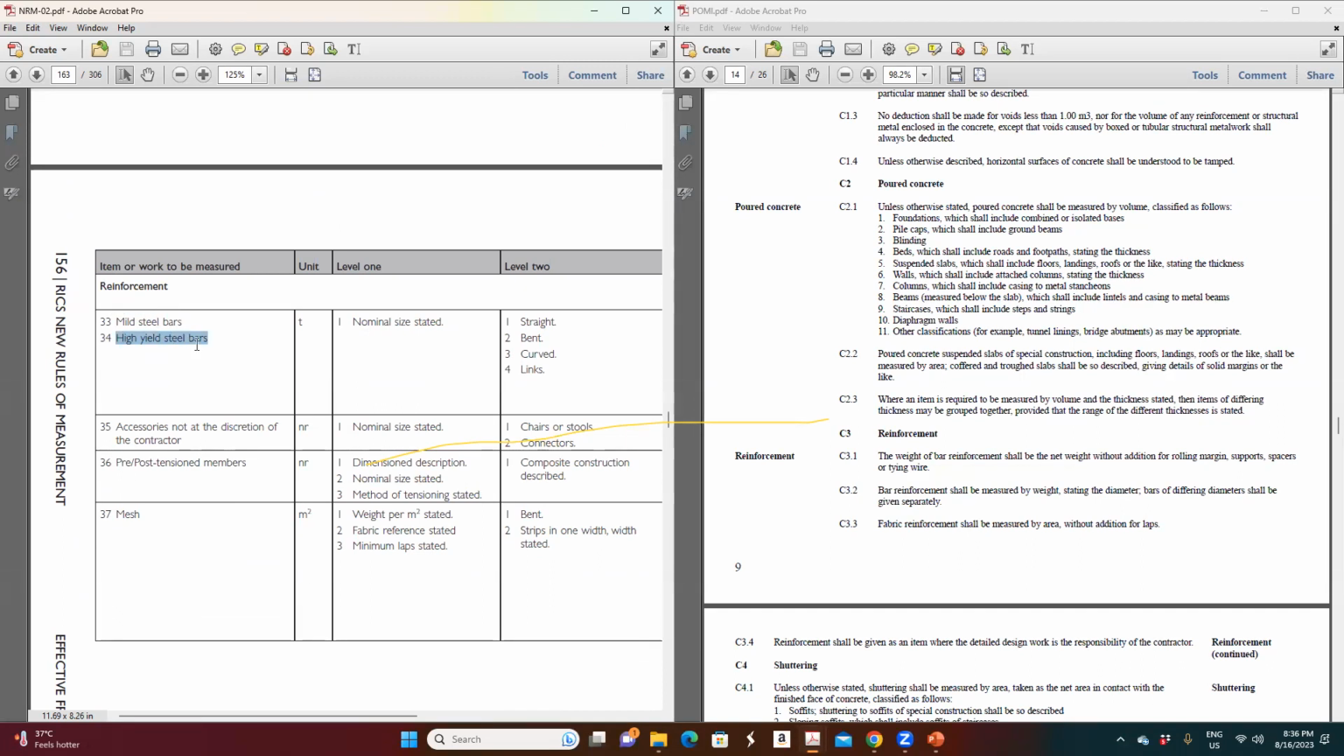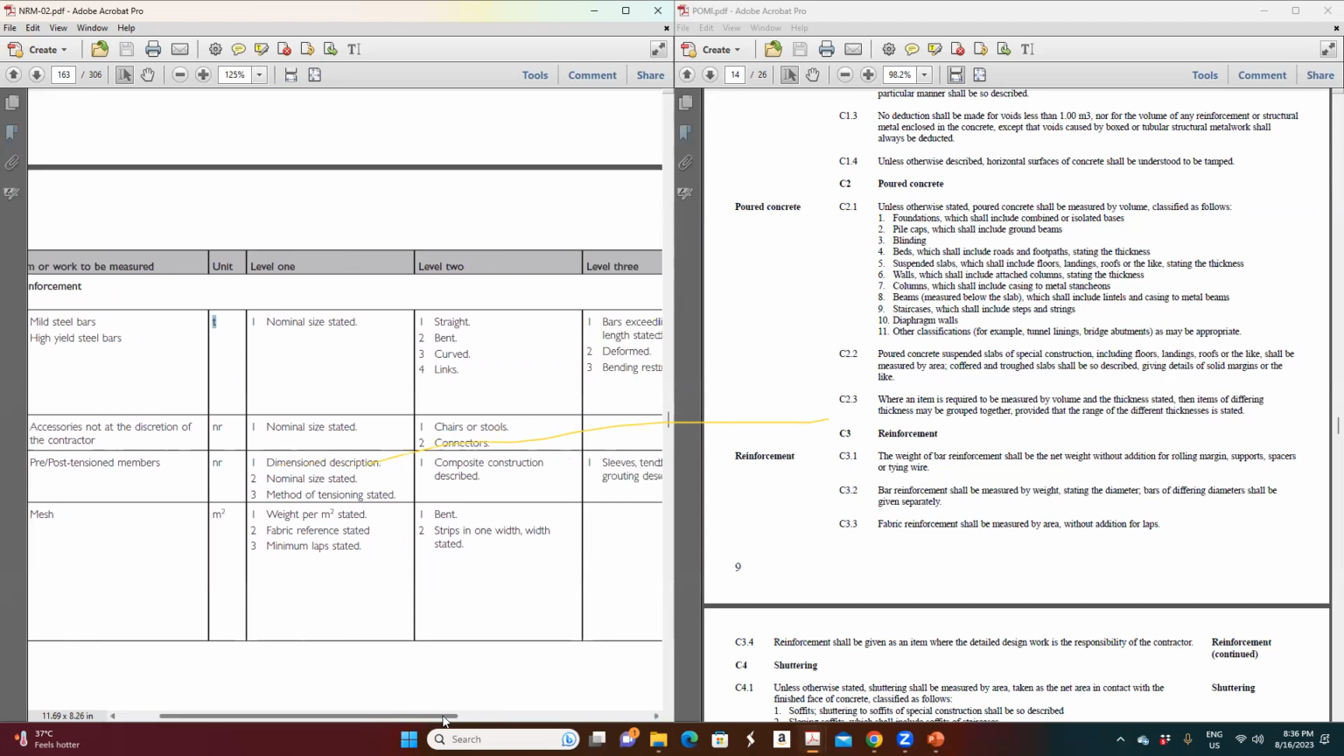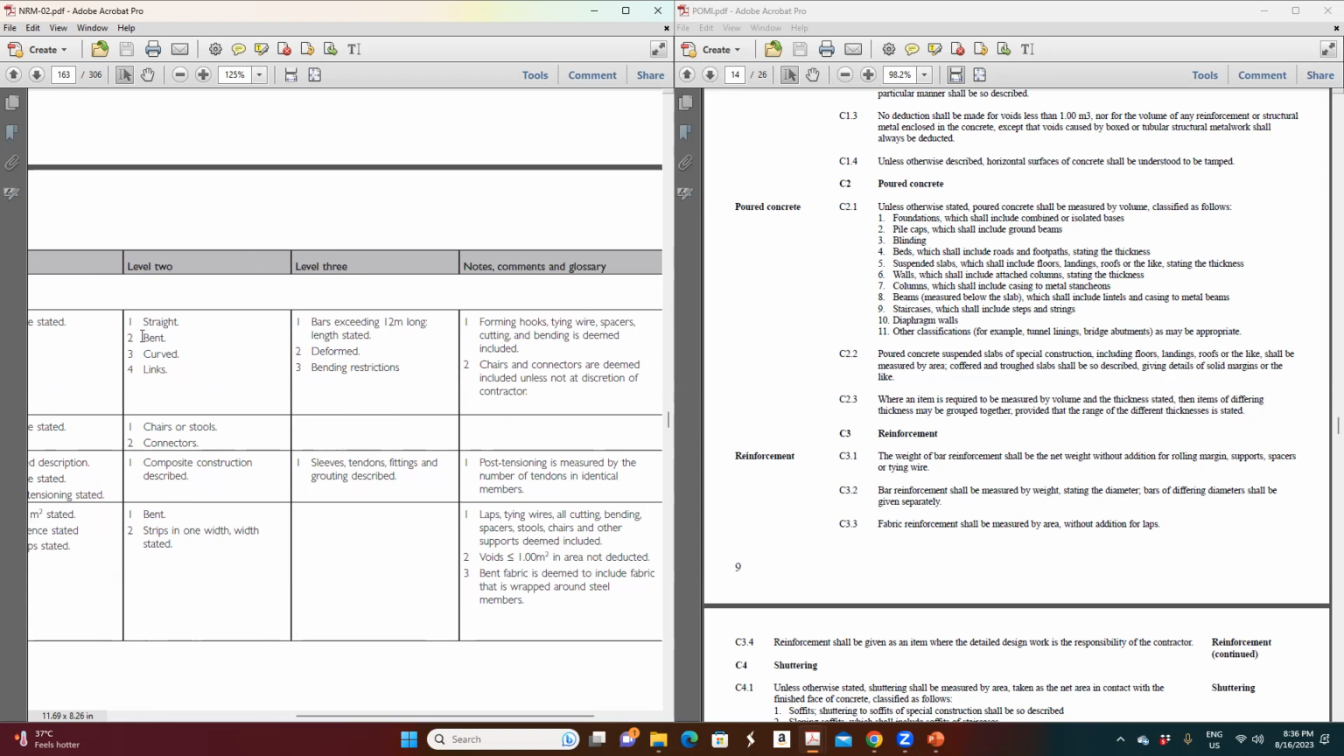Okay, now the reinforcement is mild steel, high yield steel bars. We call it R and T, which is measured by ton. Okay, then the bar can be straight bar, bent bar, curved, and links. Bar exceeding 12-meter long to be stated. The length of the bar, if it exceeds 12-meter, you have to specify it.